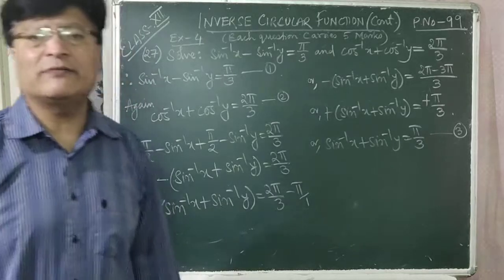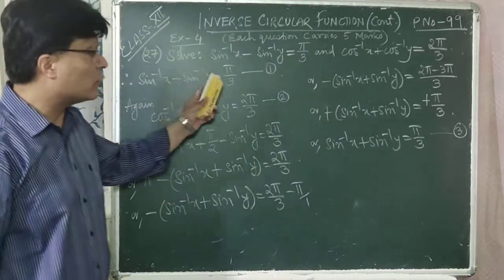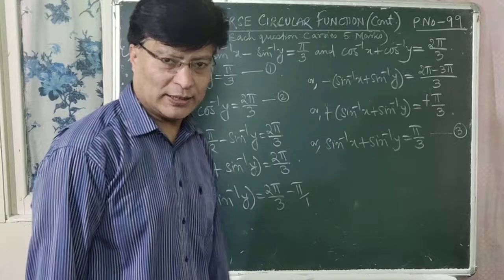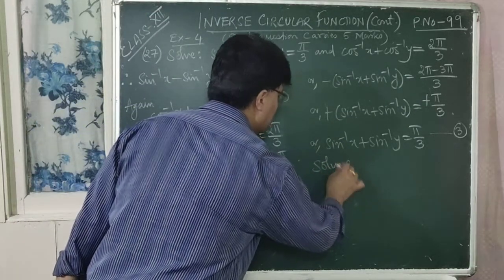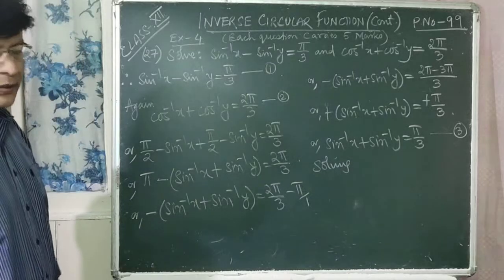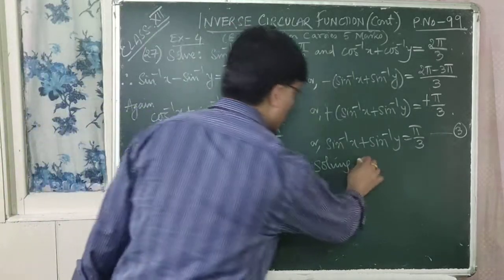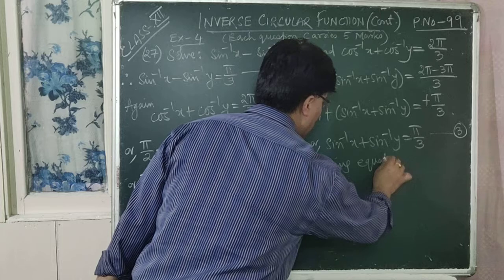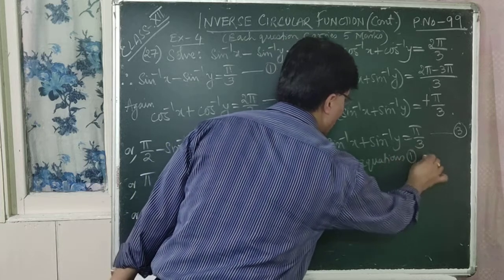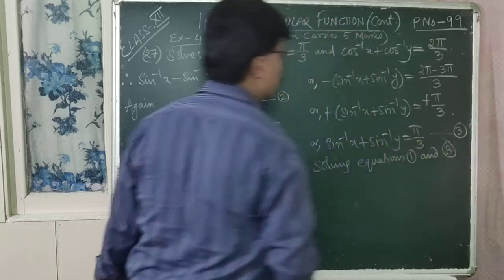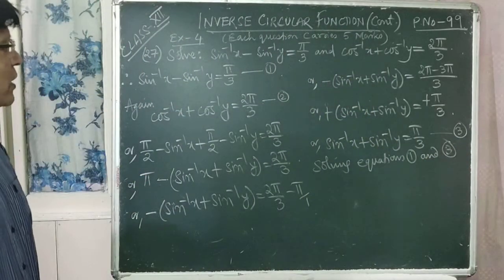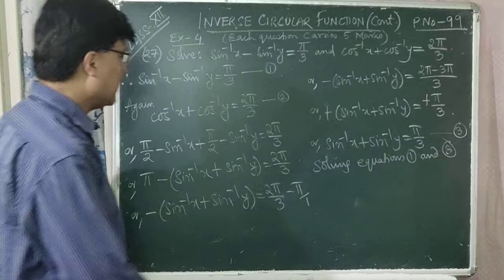Now in order to get the values of x and y, you have to solve equation 1 and equation 3, right? So write down solving equations 1 and... not 1 and 2, 1 and 3. So let us solve these equations 1 and 3, right?